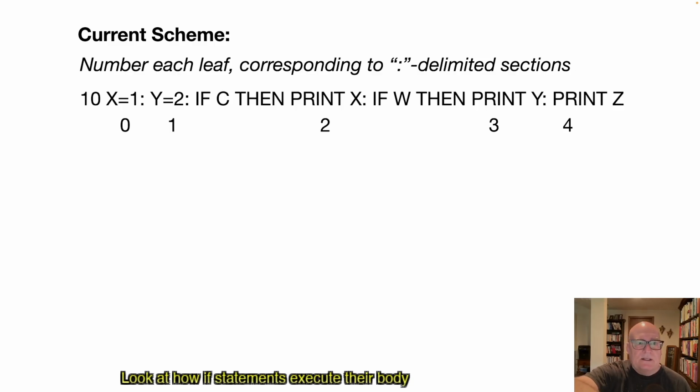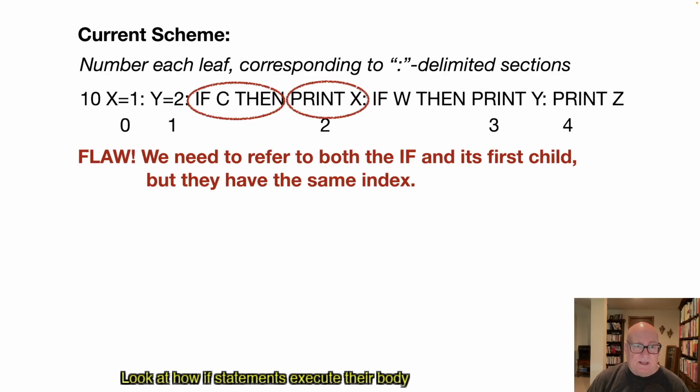In our indexing, when you ask what's the statement at an index, 0 returns x equals 1, 1 returns y equals 2, 2 just returns print x. We don't actually return the if statement as a whole. And that's what I would call a fatal flaw. Okay. We need to refer to both the if and the first child in different situations. To interpret the second slot, we need to find out if c is true and only then decide whether to print x and do the rest of the line. Okay. So having one index for both things is not going to work.